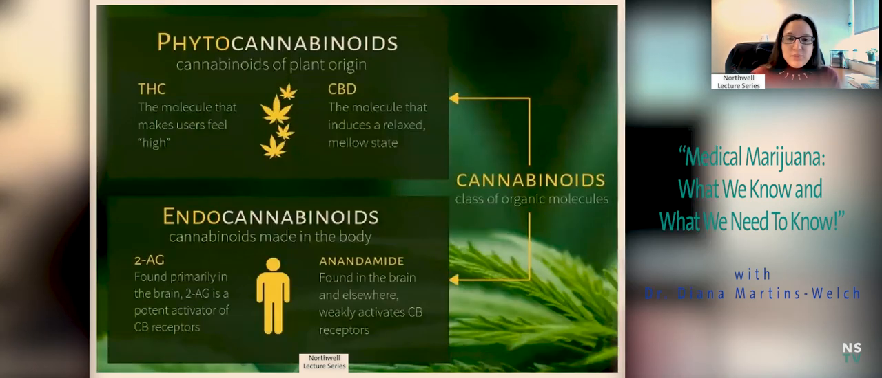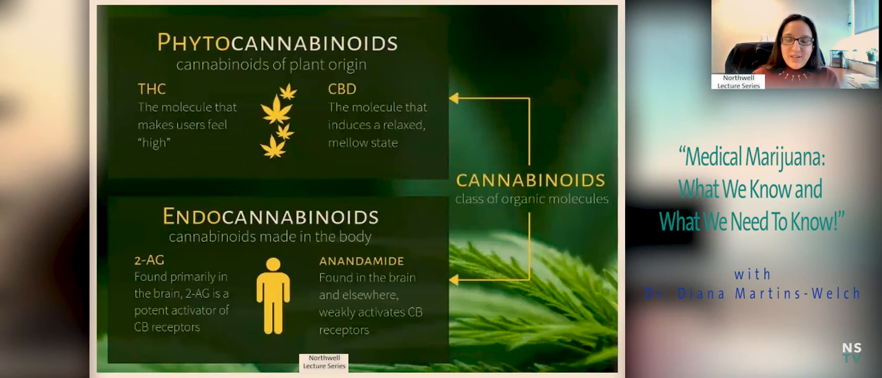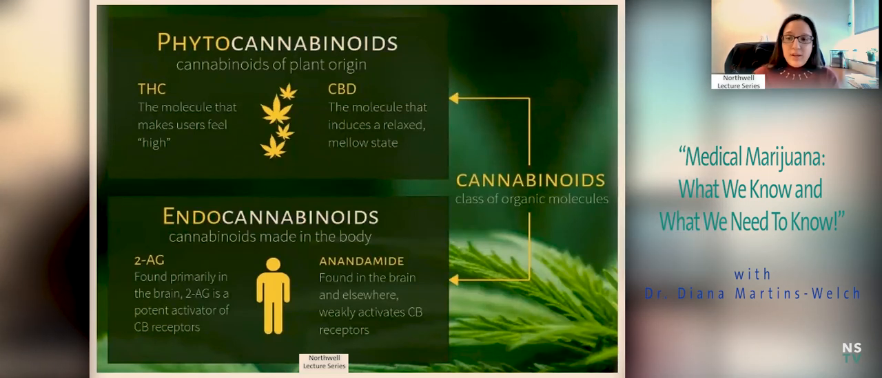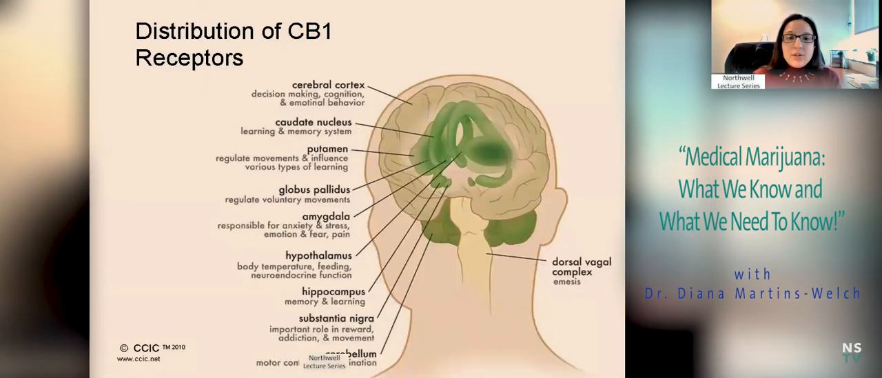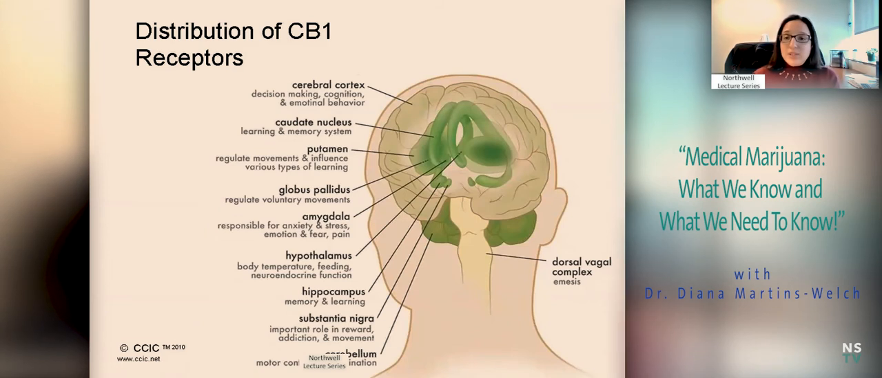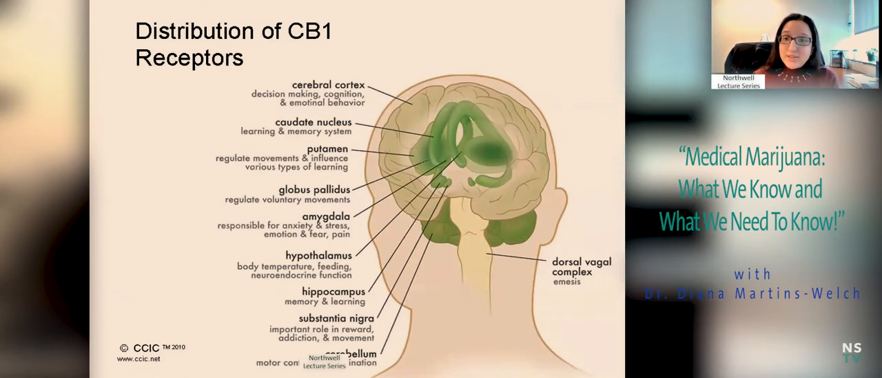So this just shows that we have the phytocannabinoids that are of plant origin. So they come from the cannabis. And again, I'll be focusing on THC and CBD for this talk. And we have our own endocannabinoids in our body, 2-AG and anandamide. And they both work on the same system together. So we have our CB1 receptors, and our endocannabinoids and the phytocannabinoids actually bind to these receptors.